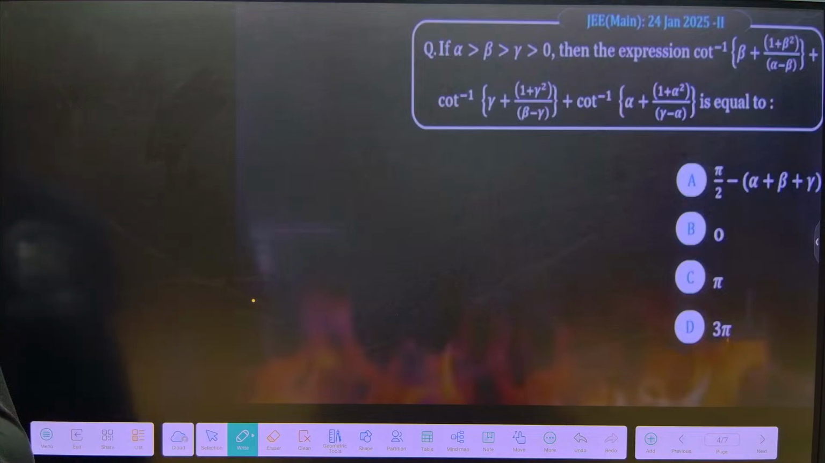Yeah, I hope it is clear now. Yes, it is clear now, the screen is clear.